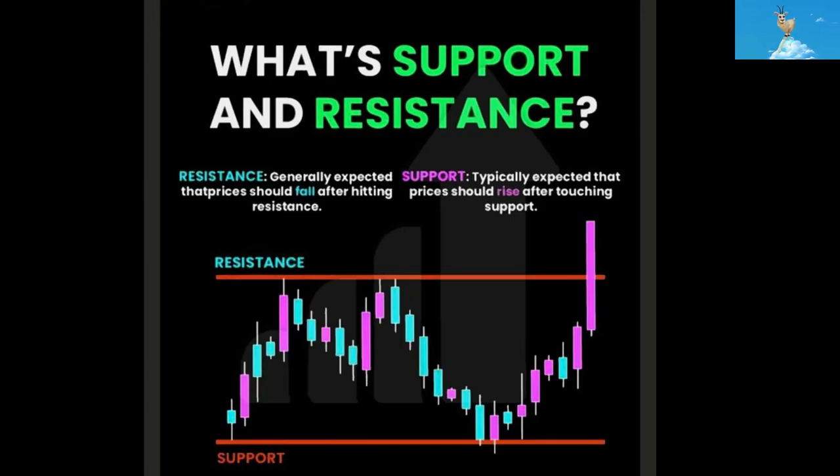We're going to spend real time on what I call the flip, ladies and gentlemen. That's when old support turns into new resistance, or old resistance turns into new support. We're gonna go over that. That's a money setup right there. And then we're gonna talk about some time frames.